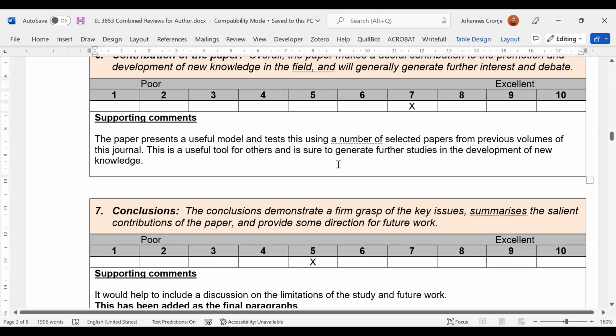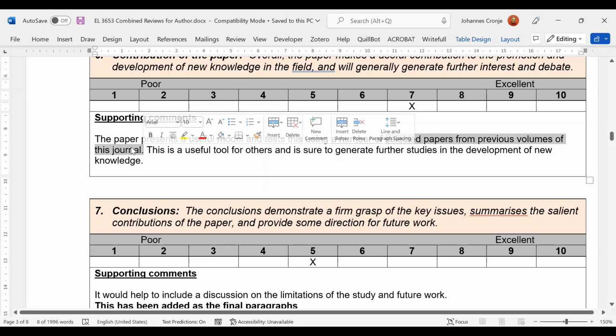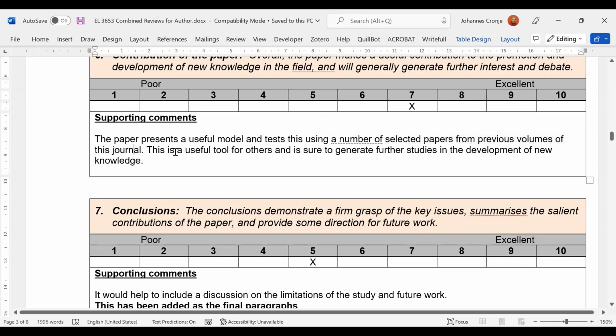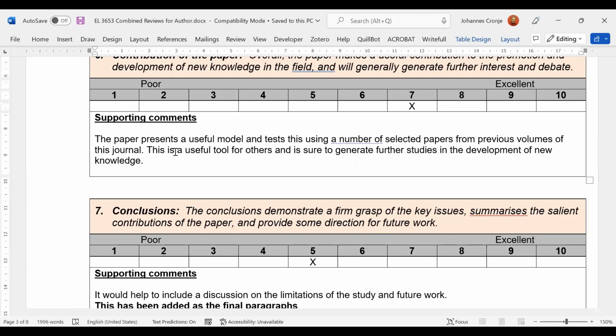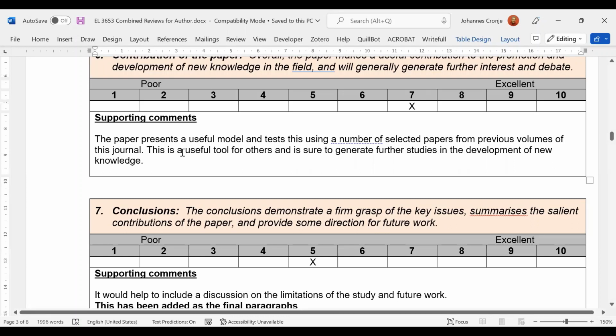Now, something just to look at is this, what I did here, selected papers from previous volumes of this journal. What I did here is to analyze previous papers of their journal, which means that this article is very relevant to them. But that's a chance that you take, because just say they don't want the article, then no other journal would be interested in publishing an analysis of another journal. So it's a risk, but in this case, it paid off.